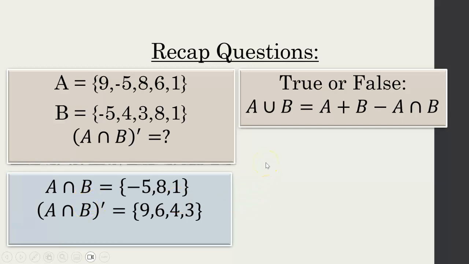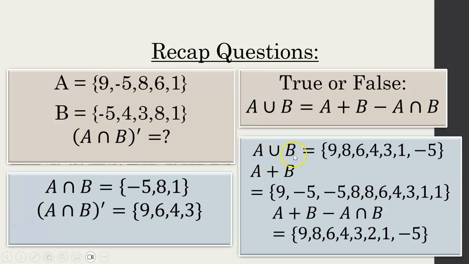Okay? Next bit. True or false? A union B is equal to A plus B minus A intersection B. So I'm using these bits over here. Okay, so we'll do it step by step. A union B first. What's A union B? It's all of these combined. So it'll be 9, -5, 8, 6, 1, then 3, 4. I've already said 8. So it's all this list here: 9, 8, 6, 4, 3, 1, -5.